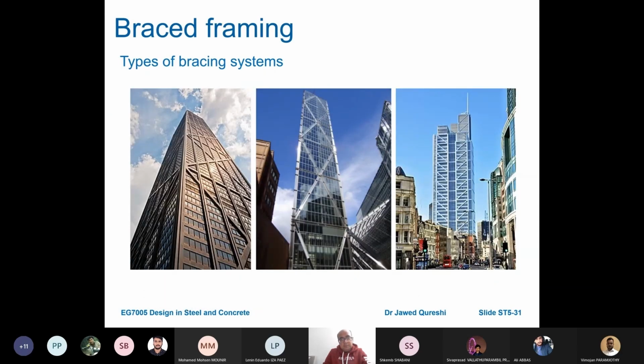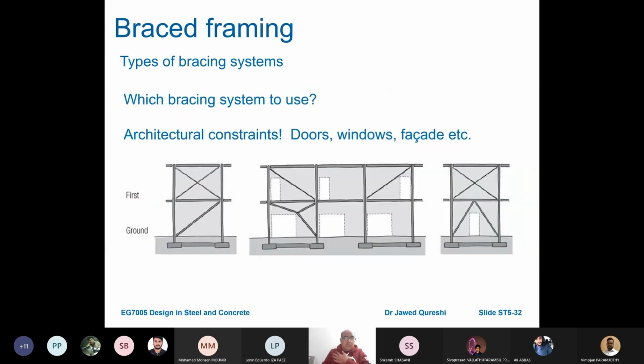Now, typical bracing systems: you can see these X bracings, you can see cross bracings. I'm sure you would have seen these kinds of buildings across London or somewhere else. Now, which bracing system to use? It's a big question. It really depends on architectural constraints, if there are any doors or windows or facades and other things.